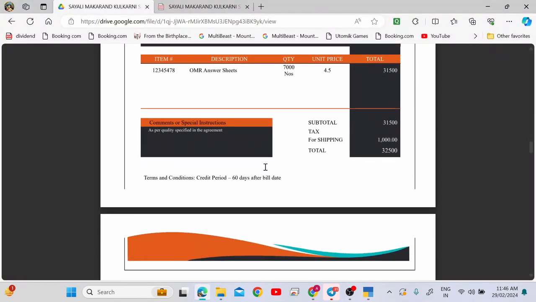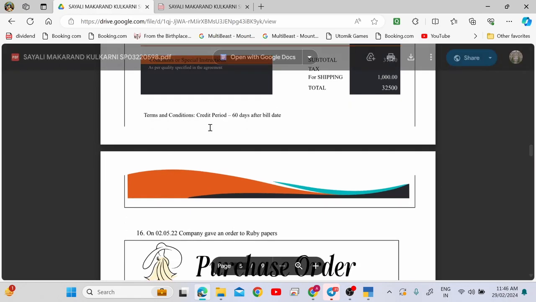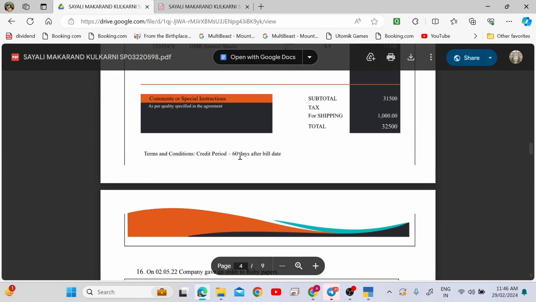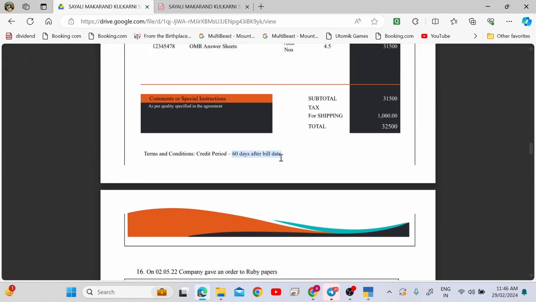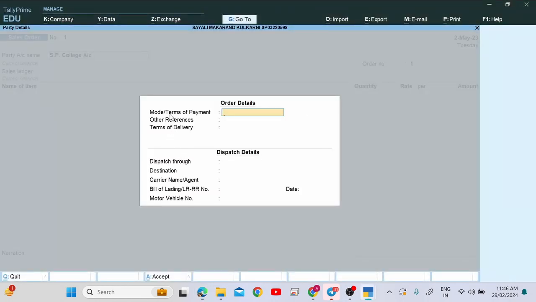Mode oblique term of payment कुछ बोला है क्या? 60 days after bill date. टर्म ऑफ पेमेंट के बारे में उन्होंने बोला है. ये टर्म है, पेमेंट का कुछ कंडीशन है, टर्म्स एंड कंडीशन है. पेमेंट के रिलेटेड क्या कंडीशन है? 60 डेज आफ्टर बिल डेट, ये कंडीशन है.